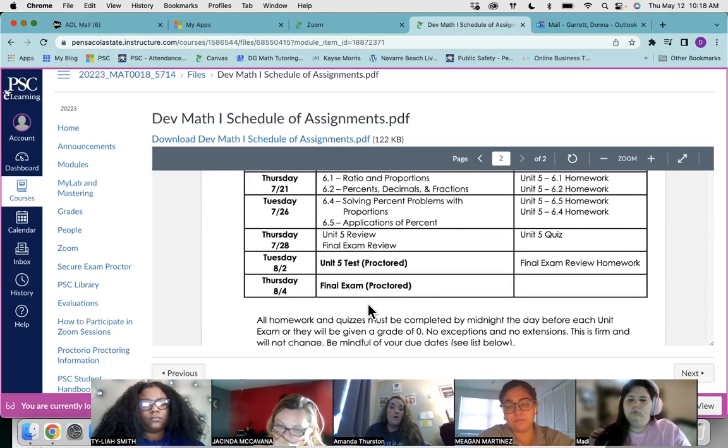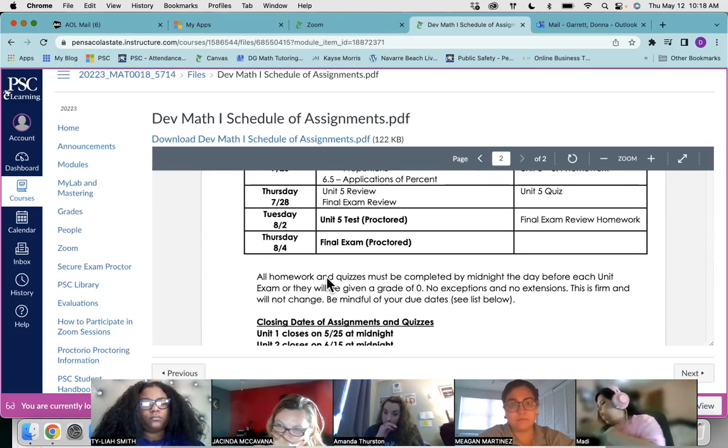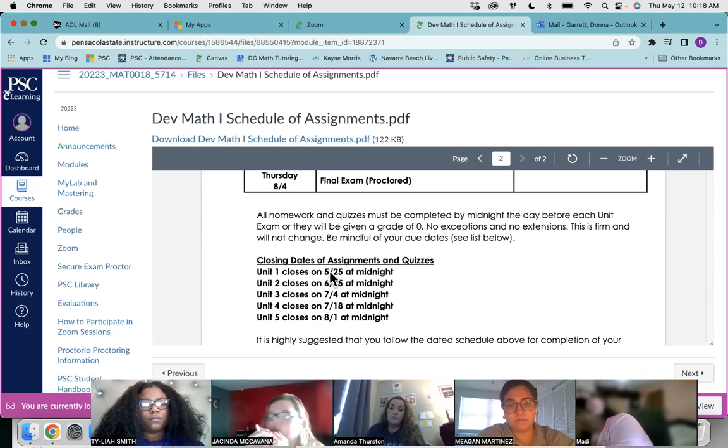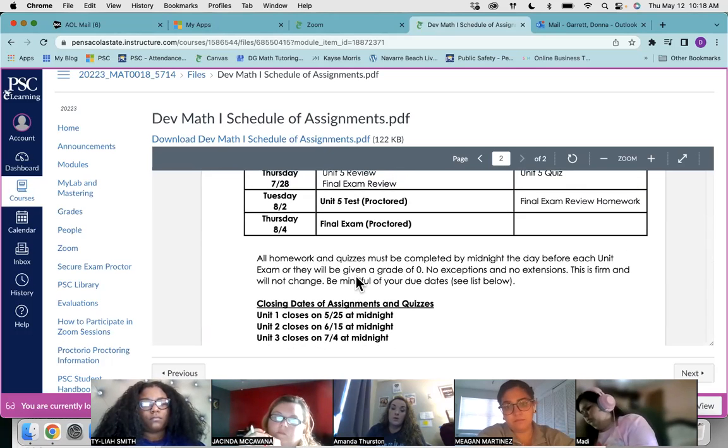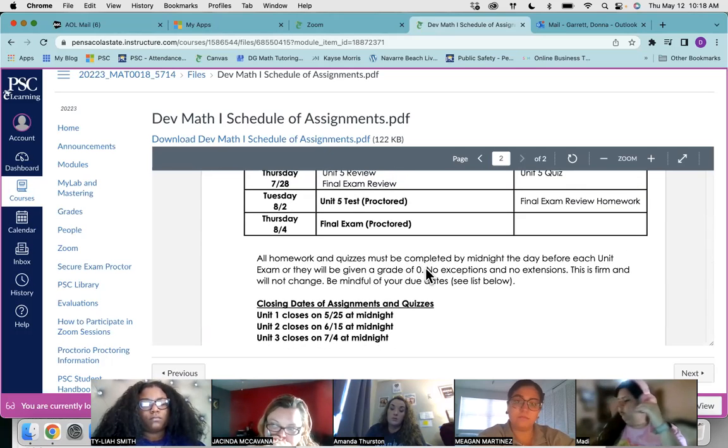And you can also see at the very bottom is your final exam, which is the last day of class. All homework and quizzes must be completed by midnight the day before each unit exam, which is the 25th for this unit. They will be given a 0 if not. There are no exceptions. That's why I left it open this long. There's no reason you can't have them all done. This is firm, it will not change.